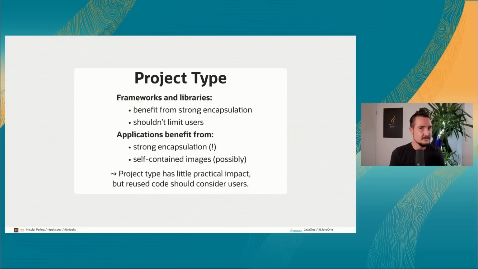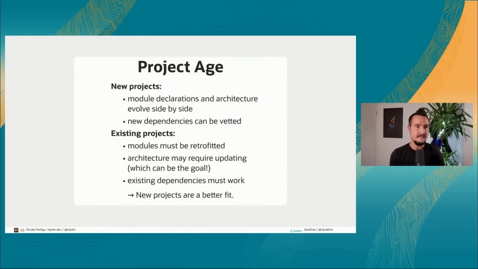But code that is reused probably has a little bit of a stronger argument here. So about project age, if you have new projects, then you can create the module declaration side by side, which is great because that means every time you do something that the module system doesn't want you to do, you can find out immediately, and then you can apply a proper fix. New dependencies can be vetted whenever they come on board, so that makes it all around a little bit easier.